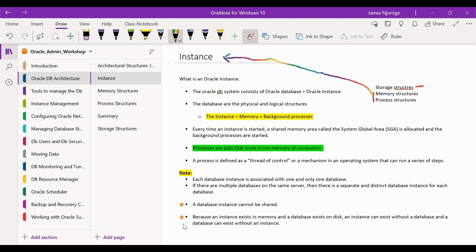Okay. Now, because an instance exists in memory and a database exists on disk, an instance can exist without a database, and a database can exist without an instance, because we had earlier mentioned that the storage is mapped to your disk. Either it's an appliance you're having or your normal computer hard disk, but your files are stored on disk. Those files sitting on disk exist there permanently unless you delete them. So they can exist without an instance, right? And that instance can also exist without a database.